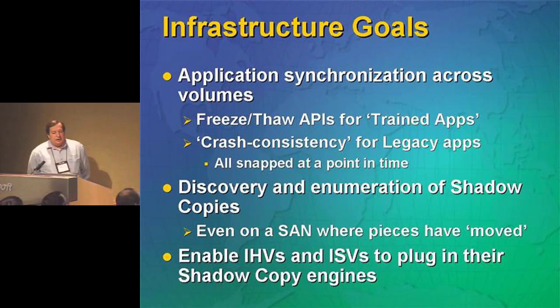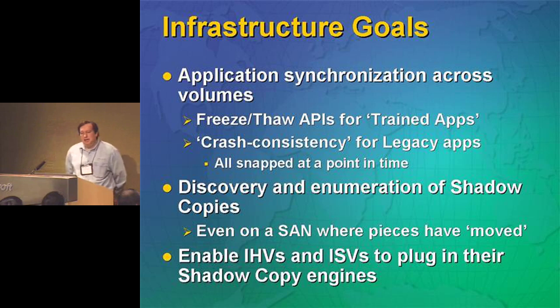We also include discovery and enumeration of the shadow copies and the applications that are running within the shadow copies. And we understand when pieces have moved within a SAN. If you create a snapshot and move plexes within a SAN, we know that the snapshot we got, number one, is a snapshot, and we know where it came from. So we track the snapshots that you create within a SAN. It's also an open architecture, so we allow IHVs and ISVs to plug in shadow copy engines.